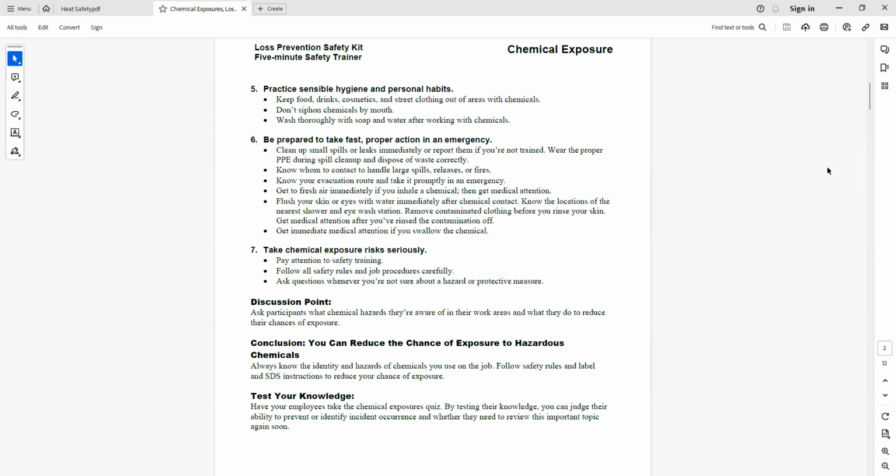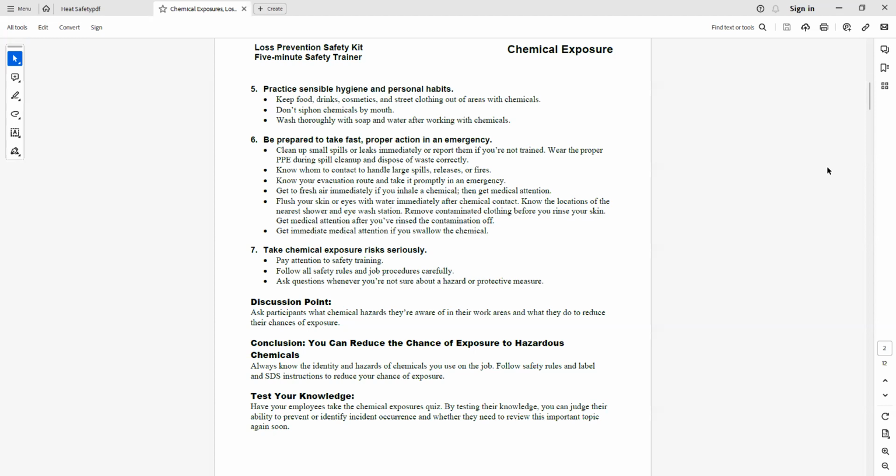Get to fresh air immediately if you inhale a chemical, then get medical attention. Flush your skin or eyes with water immediately after chemical contact. Know the locations of the nearest shower and eye wash station. Remove contaminated clothing before you rinse your skin, and get medical attention after you've rinsed the contamination off. Get immediate medical attention if you swallow the chemical.